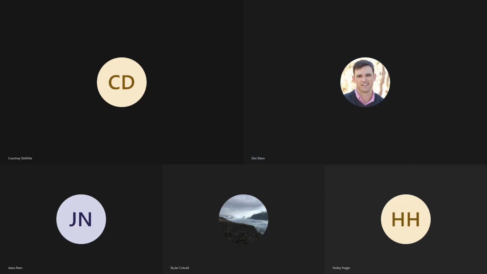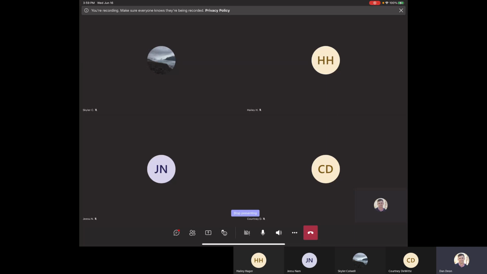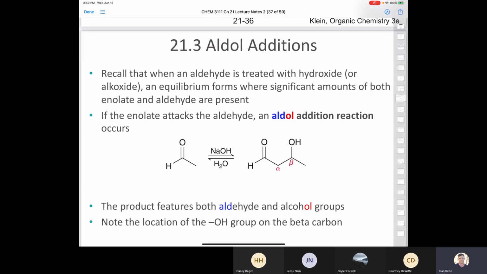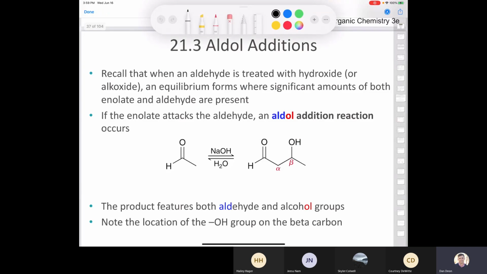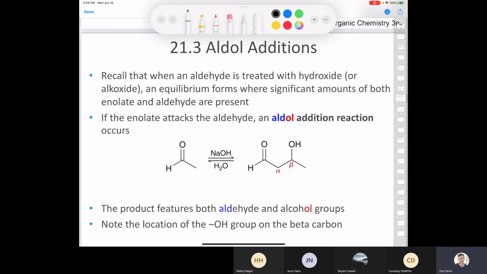Okay, all right, we're going to take a look at Aldol Additions now, which is section 21.3. Something that we saw earlier on in this chapter is that if you take an aldehyde or a ketone that's got alpha protons and you treat it with hydroxide, like sodium hydroxide, or an alkoxide, like methoxide or ethoxide, we saw that there was an equilibrium, didn't we?